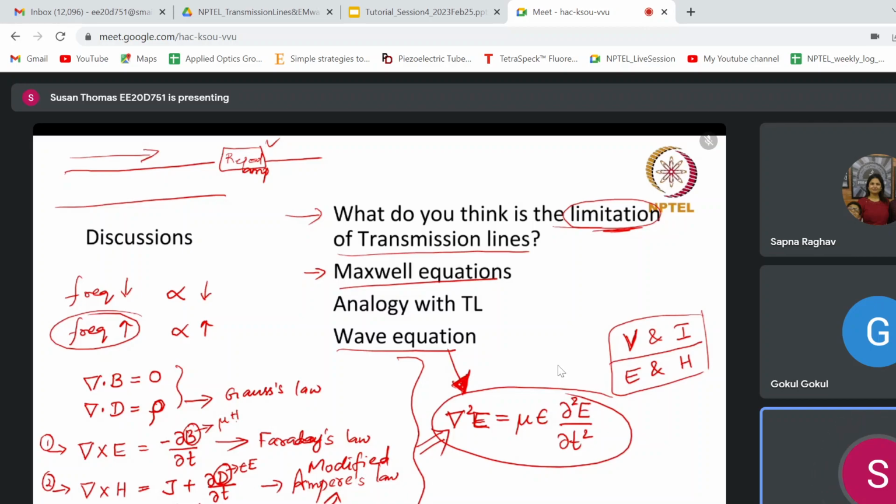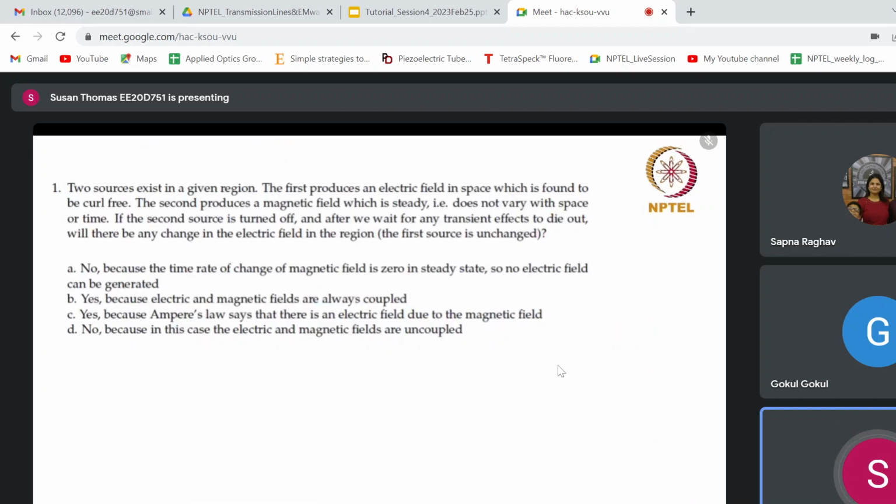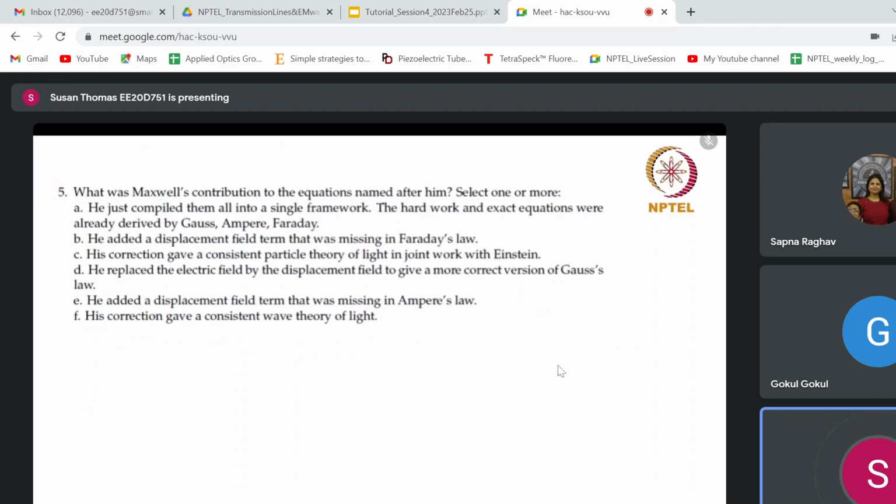Now let us look at some questions to see whether we have understood the Maxwell equations. Let me start with this question. I'll just read it out. What was Maxwell's contribution to the equations named after him? Select one or more. If you can see the screen, please type in your answers in the chat.